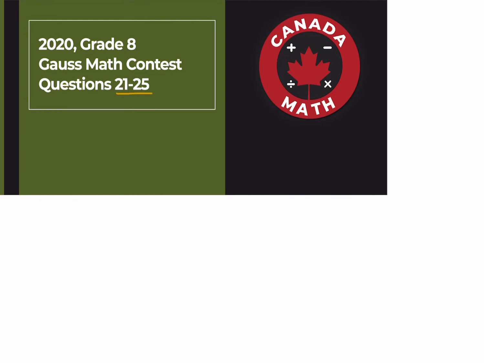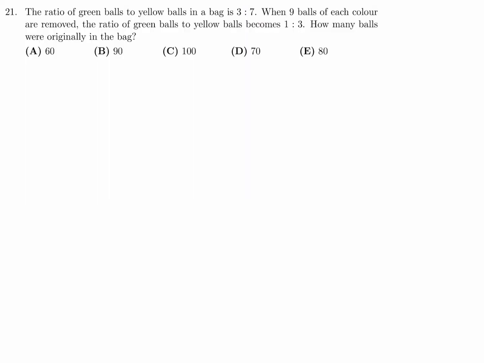Questions 21 through 25 on the 2020 Grade 8 Gauss Math Contest. The ratio of green balls to yellow balls in a bag is 3 to 7. When 9 of each color are removed, the ratio of green balls to yellow balls becomes 1 to 3. How many balls were originally in the bag?